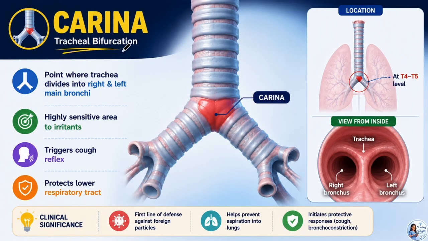Now, let's focus on a very important landmark called the carina. It is the point where the trachea divides into right and left bronchi, and this division occurs approximately at the T4 or T5 vertebral level. If we look from inside the airway, the carina appears as a ridge between the openings of the two bronchi.